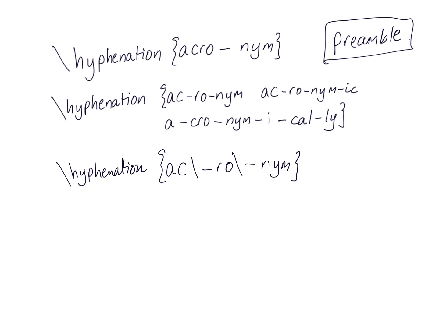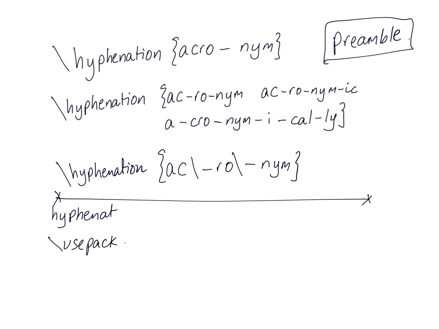Another way to use hyphenation is by using the hyphenat package. And these are all open source, so you can find them easily online. So if you use the package with no optional attribute. Another way to produce a document is to use the package microtype.